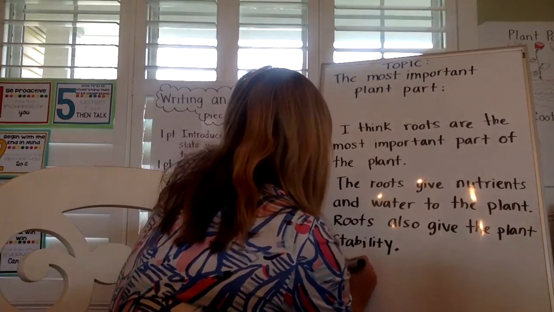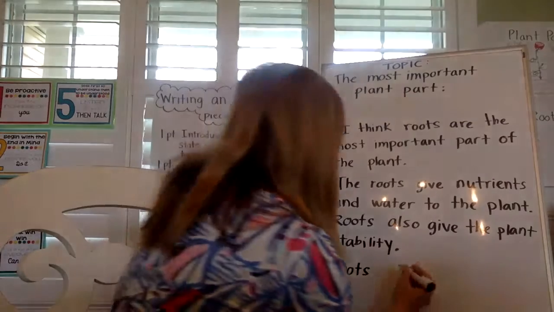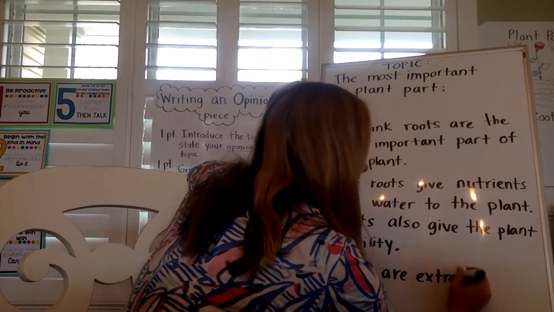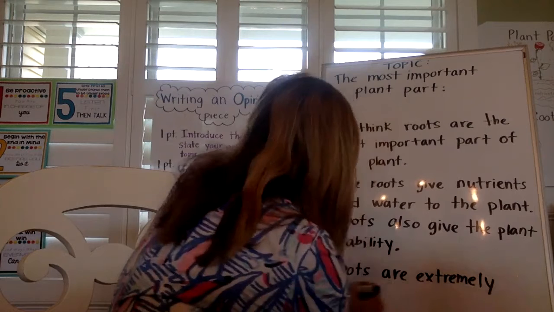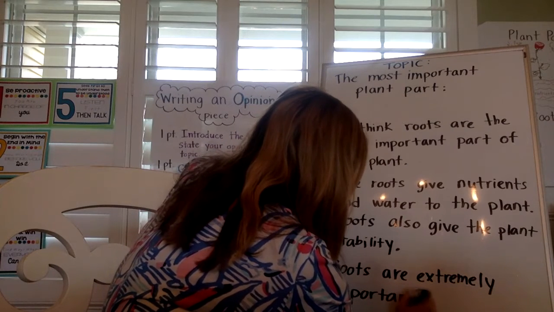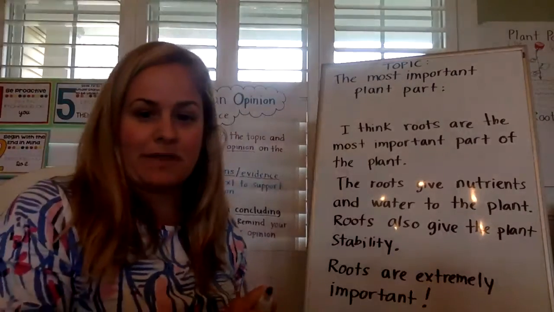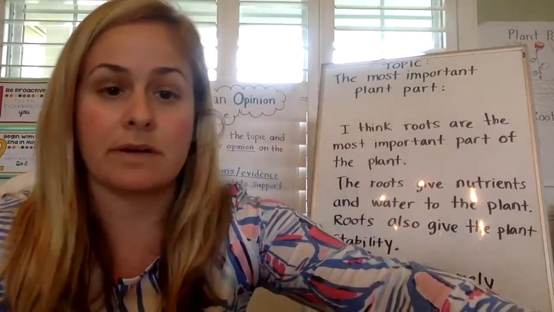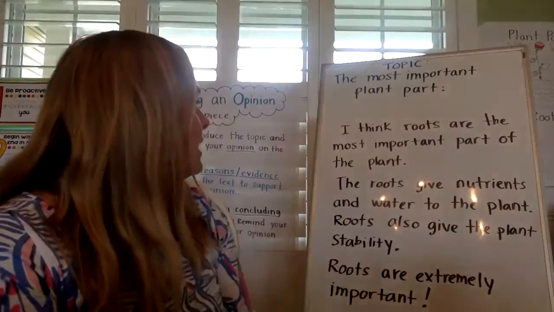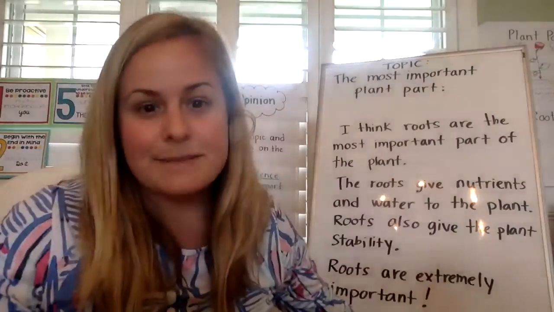So, in conclusion, or just plainly say, roots are extremely important. And I'm going to end with an excited exclamation point there because I know roots are very important. Without roots, the plant would die. So this is how we write an opinion piece.